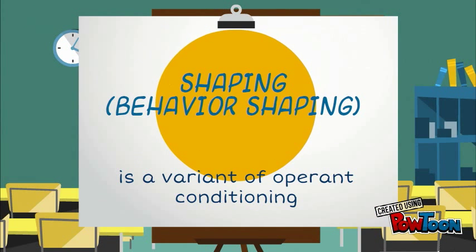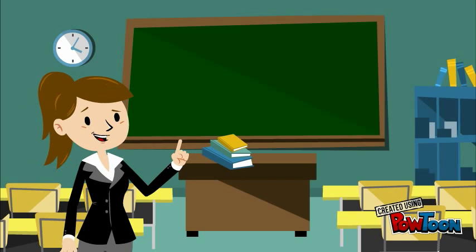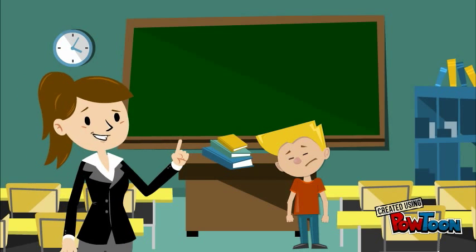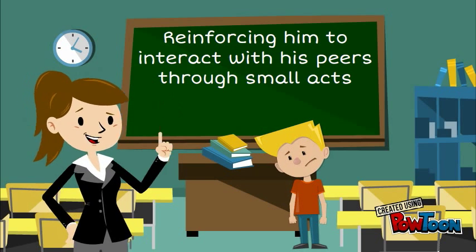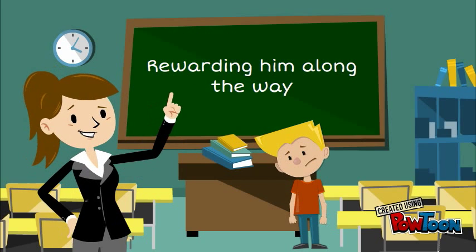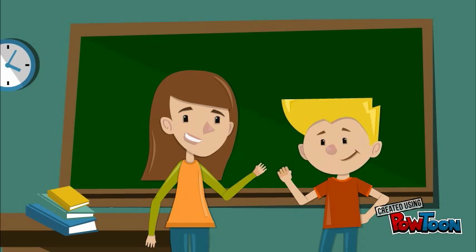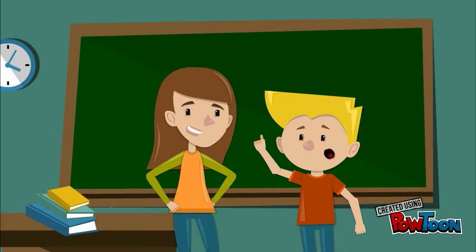Shaping, or behavior shaping, is a variant of operant conditioning. Instead of waiting for a subject to exhibit a desired behavior, any behavior leading to the target behavior is rewarded. Let's say you have a student who is shy and you want to help that child develop socially. You can start by reinforcing him to interact with his peers through small acts and rewarding him along the way till he reaches the desired behavior, like smiling more, then greeting other students, and then prolonged conversations.